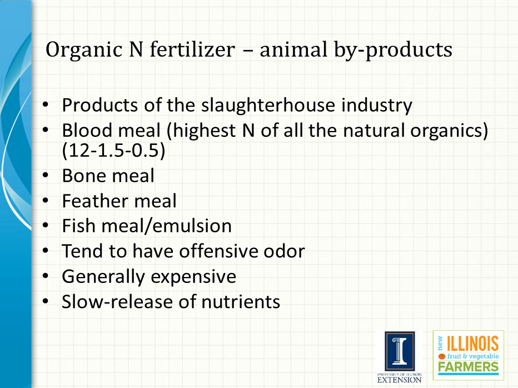Animal byproducts are products of the slaughterhouse industry. These organic nitrogen fertilizers are manufactured from a wide variety of materials such as blood, bones, feathers, and fish meal. Most of these products tend to have a very offensive odor, are expensive, and are slow-release materials.